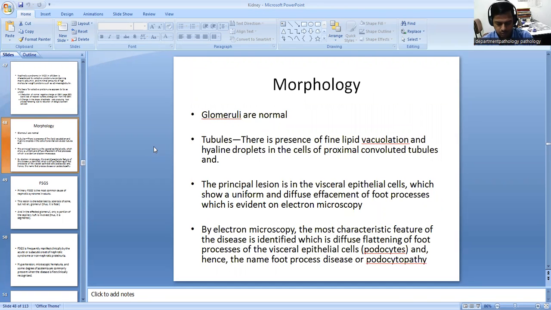Morphologically, the glomeruli are absolutely normal, as I told you on the light microscopy. Tubules: there is presence of fine lipid vacuolation and hyaline droplets in the cells of proximal convoluted tubules. The principal lesion is in the visceral epithelial cells, which show a uniform and diffuse effacement of foot processes, which is evident on electron microscopy. I told you earlier.